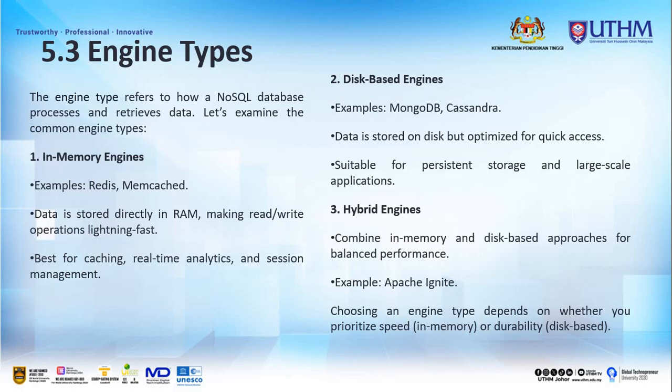So data is stored directly in RAM, making read and write operations lightning fast, and best for caching, real-time analytics, and session management. Second is disk-based engine. For example, MongoDB and Cassandra. So the data is stored on a disk but optimized for quick access as well. It's suitable for persistent storage and large-scale applications because the data set is unstructured data.